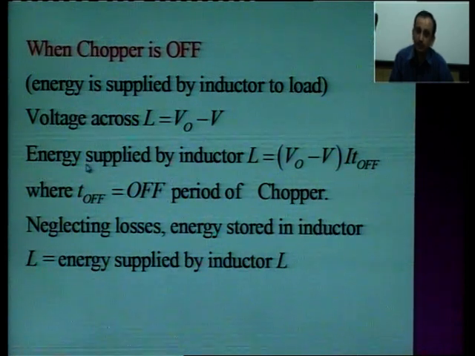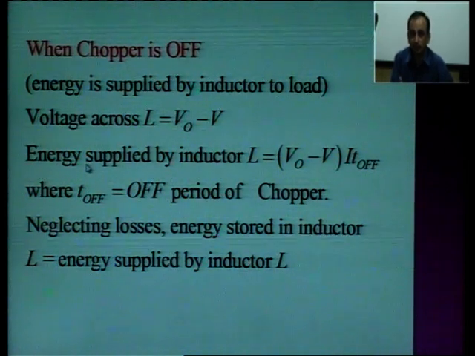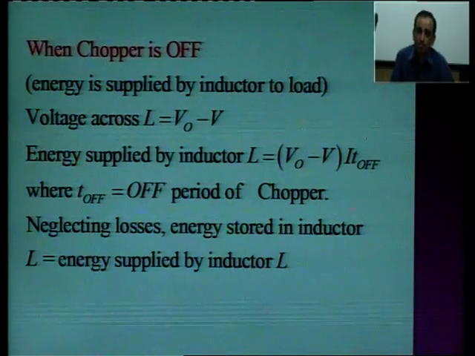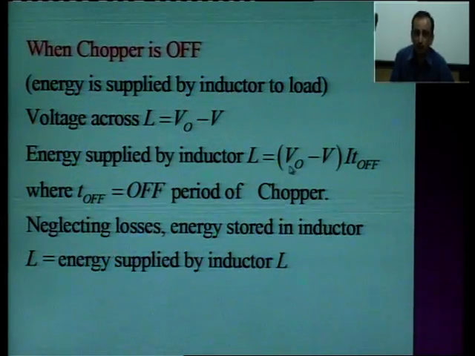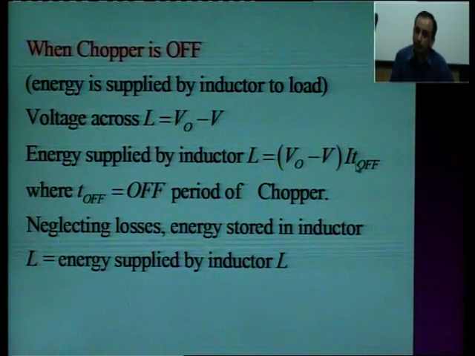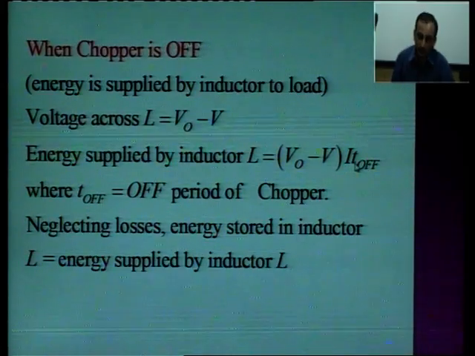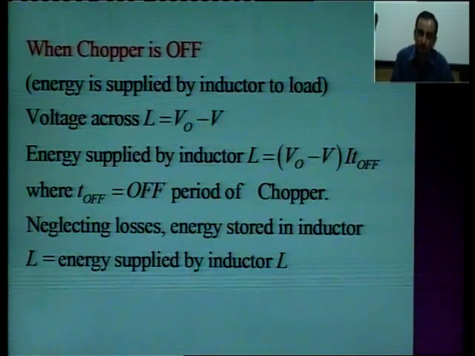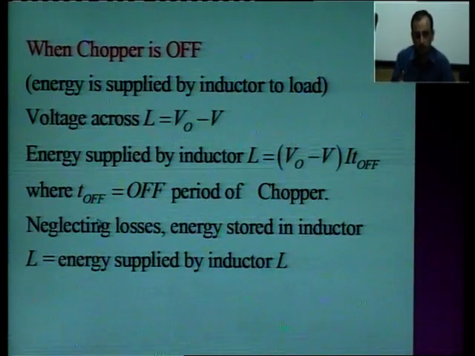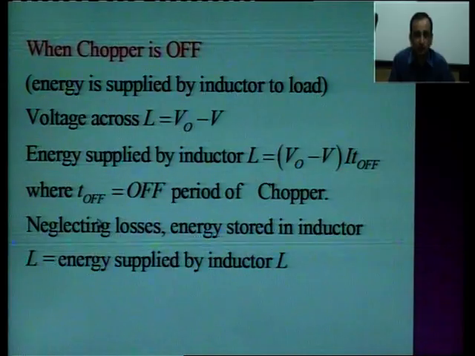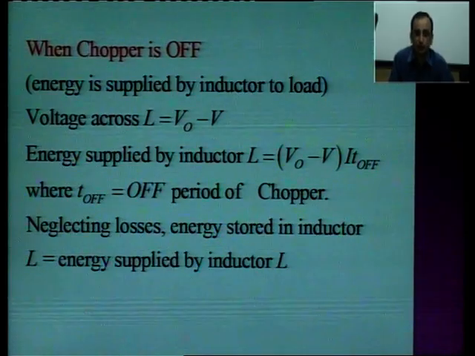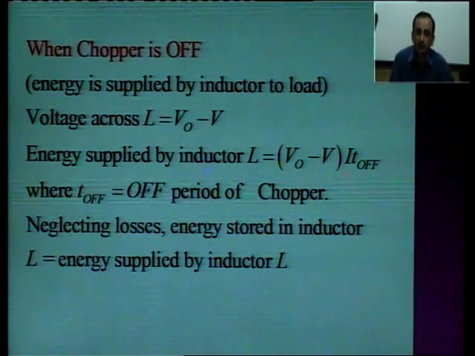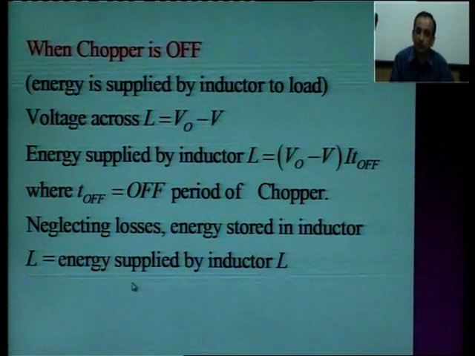Now, that energy is being supplied by the inductor to the load, obviously. So, that will be the voltage multiplied by the time and into the current, and that becomes your energy. V into I is your power, and T off is the time for which it has been off. So, during the off time the energy is being supplied to the load end. Let us assume this to be a pure inductor and neglect the losses. In that case, the energy stored in the inductor is equal to the energy supplied by the inductor.